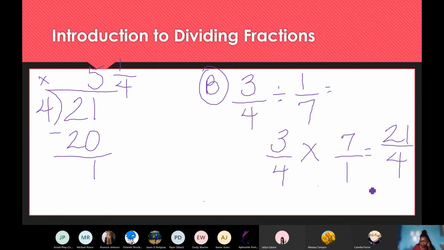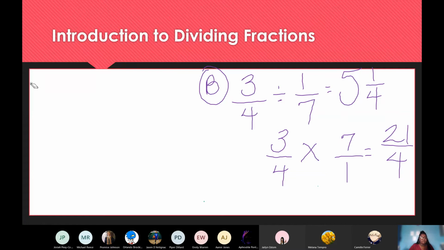So let's talk about, I'm going to write this down for us, give you a second to write it down, and then we'll keep it moving. So let's talk about what we're really doing when we're dividing fractions. I'll give you a second to finish writing this down if you haven't finished. All right, let's keep going.